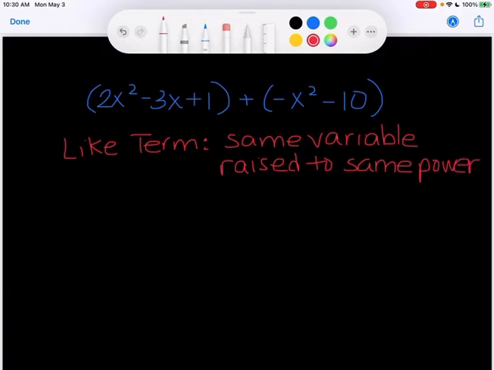So let's underline some like terms here. I've got 2x squared, so that's x squared. And then I've got a negative x squared over here. So those are like terms because they're both x raised to the power of 2.